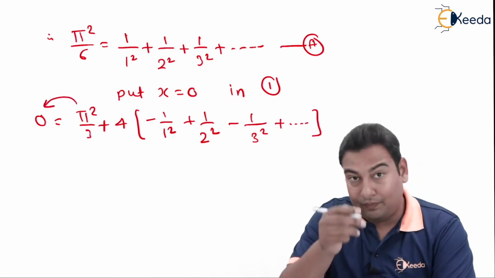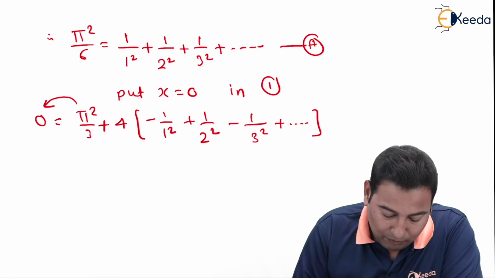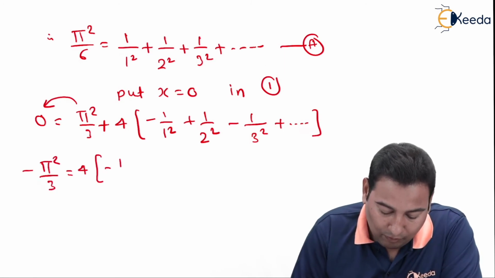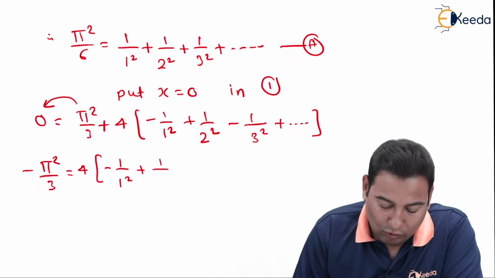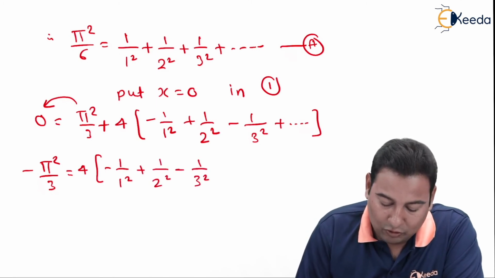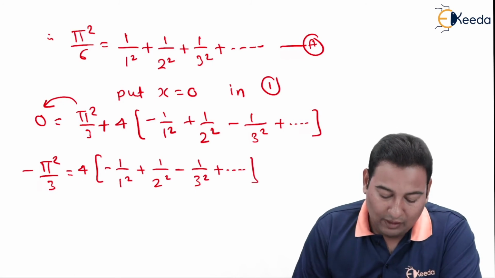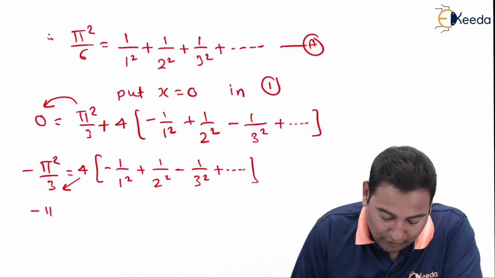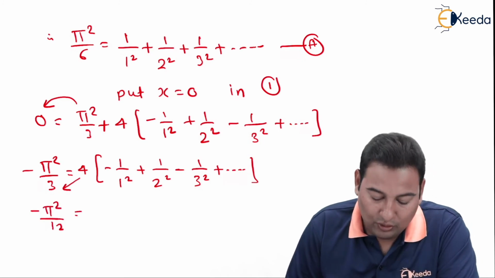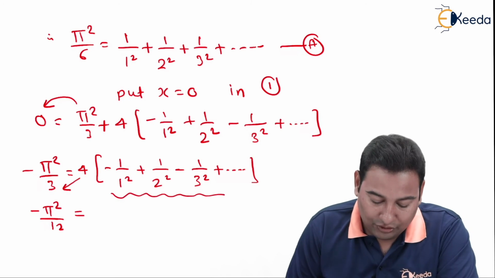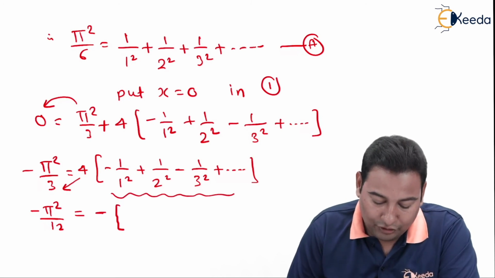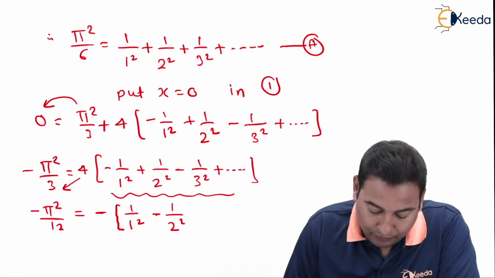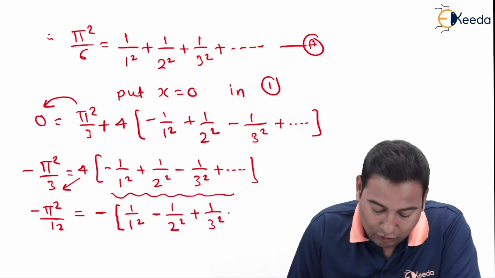Let's take this term pi square by 3 to this side, that will become minus pi square by 3 is equal to 4 times minus 1 upon 1 square plus 1 upon 2 square minus 1 upon 3 square plus dot dot dot. This 4 will come down and multiplied by 3 will become 12, so minus pi square upon 12 equal to, let's take minus common from this term. If you take minus common, the first term will become plus, the second term will become minus, the next will become plus, then minus, dot dot dot.